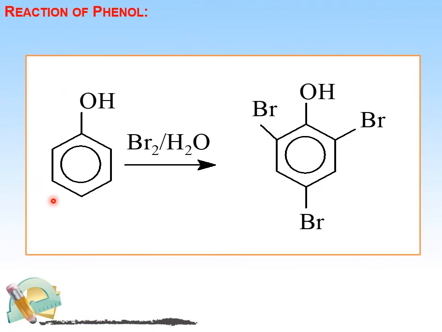The second electrophilic substitution on phenol is with bromine water, Br2 and water, H2O. Bromine in liquid phase is called bromine water. So it's going to form 2,4,6-tribromophenol.